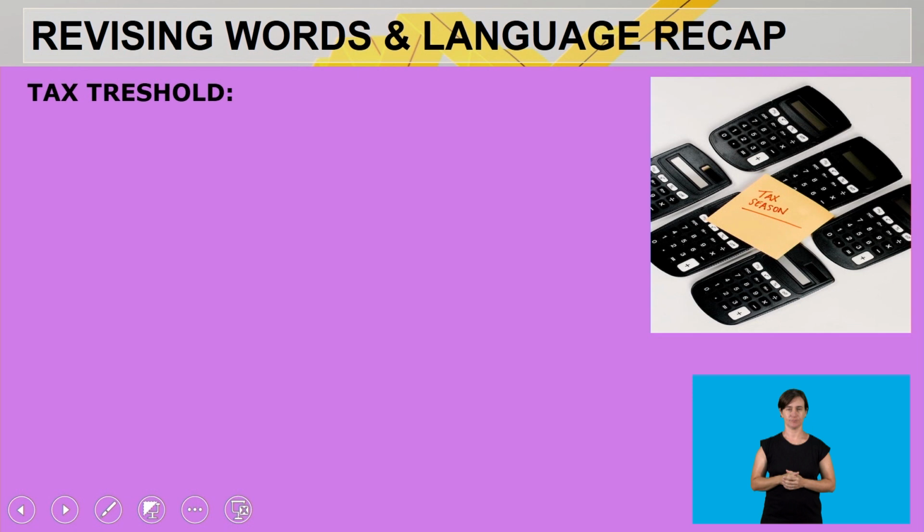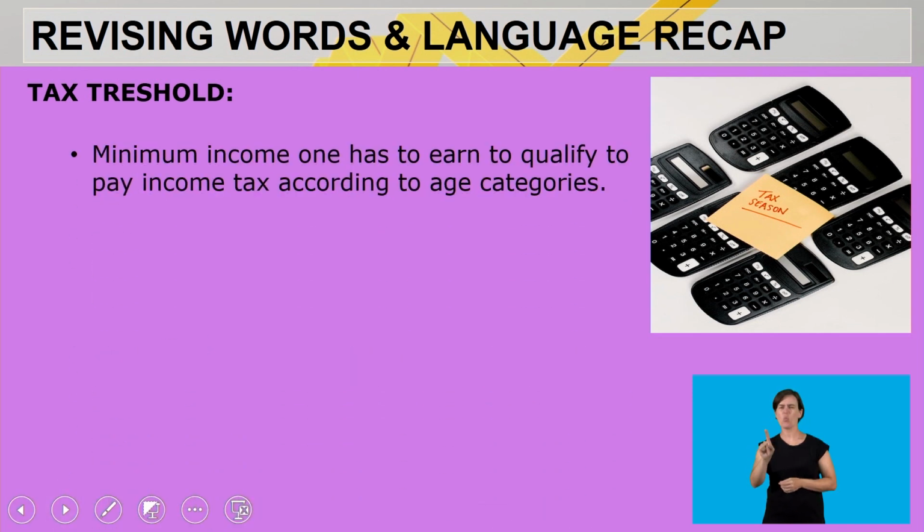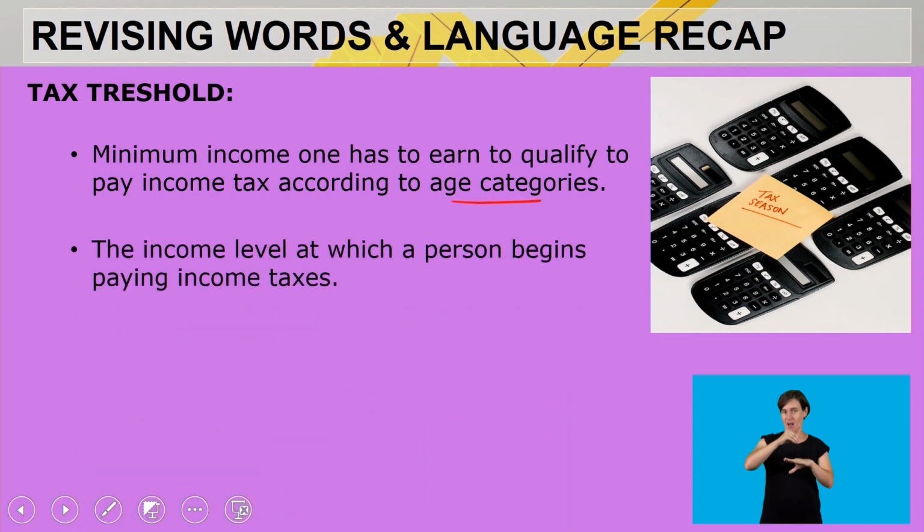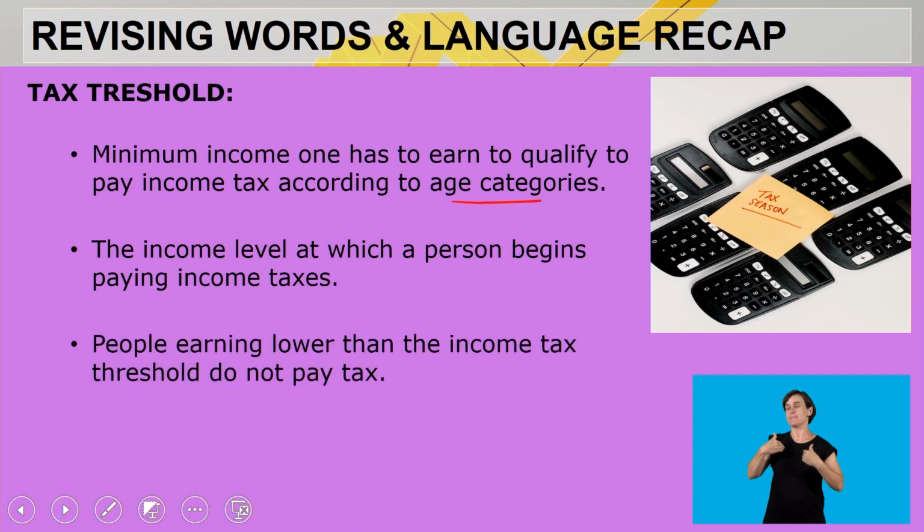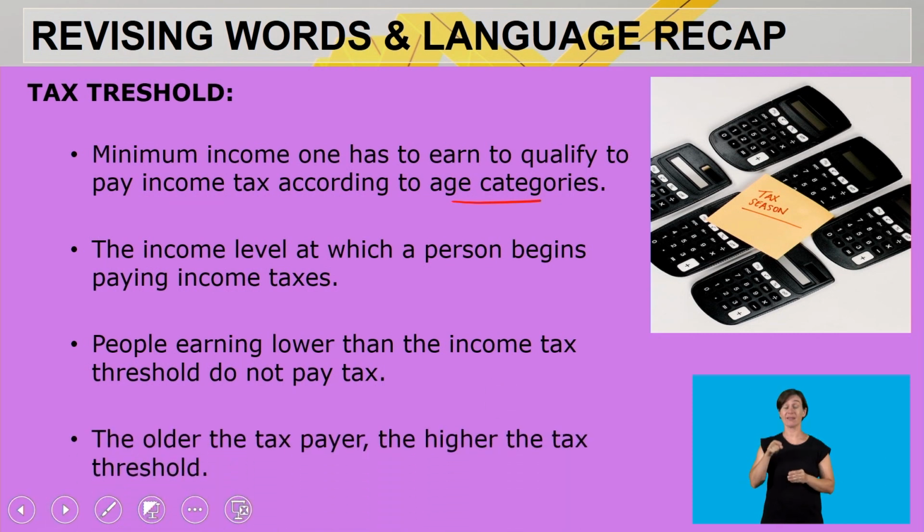Guys, then we've looked at the tax threshold. Okay, very important. What is the tax threshold? The minimum income, right, one has to earn to qualify to pay income tax according to your age category, right? Then income level at which a person begins paying income taxes. People earning lower than the income tax threshold, they don't have to pay tax, right? And then also important is that the older the taxpayer is, the higher the tax threshold.